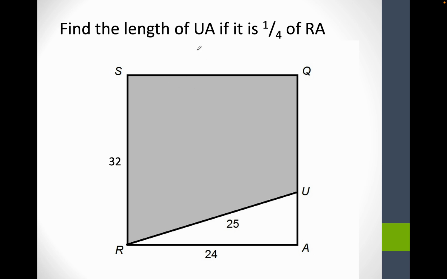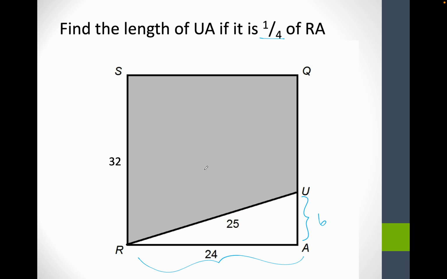As added practice, find the length of UA if it is 1/4 of RA. And then you can find the area of the shaded region after that. 1/4 of 24 is 24 divided by 4, which is 6. If I wanted to find the area of the shaded region, I can recognize that it is a trapezoid, or I could do the rectangle and then find the area of the triangle and subtract it out. So I actually have two options here.